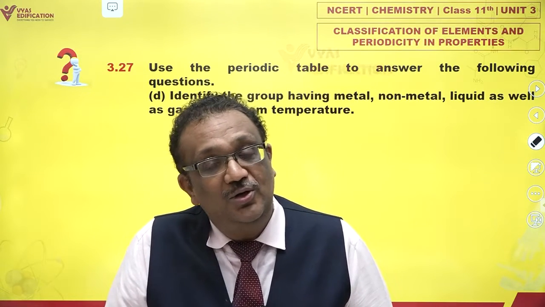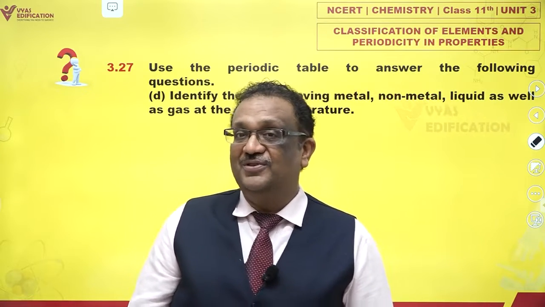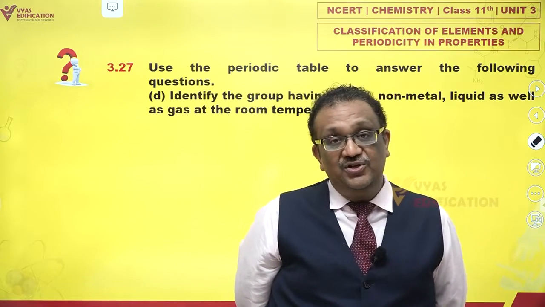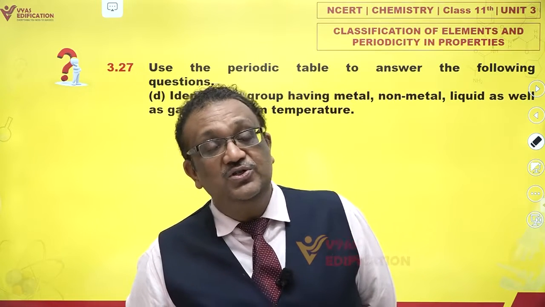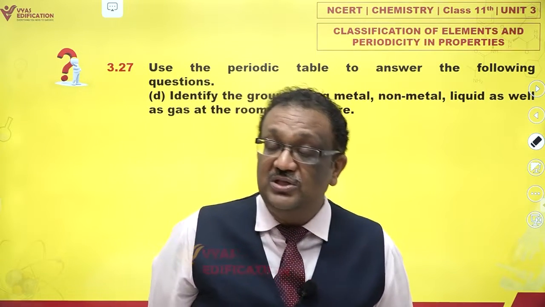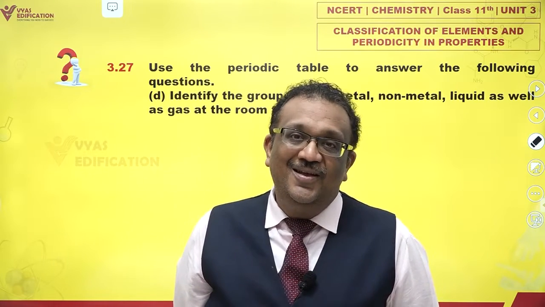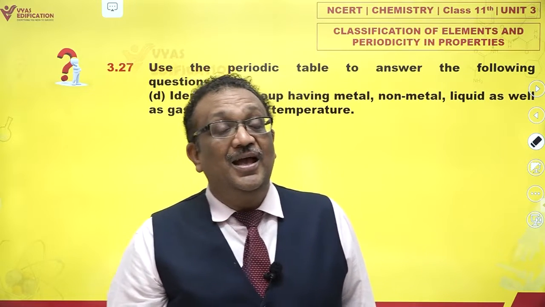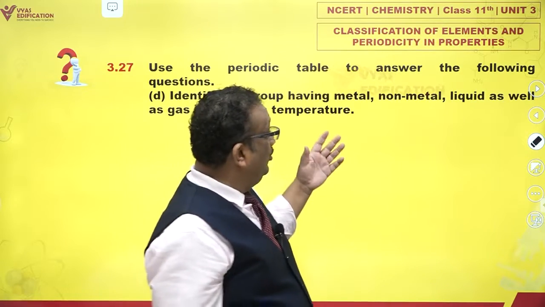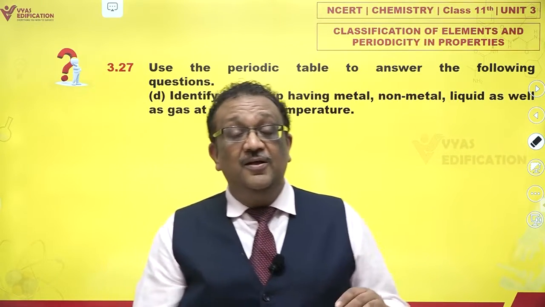If you look at group 13, all of them are solids. Group 14, all are solids. Gases begin from group 15. Yes, you have nitrogen, which is gaseous. Then you have phosphorus onwards, solids. In group 16, you have oxygen, which is gaseous. Sulfur onwards, they are solids. If you look at noble gases, all of them are by name itself gases. Liquid is present only in one family, my dear, and that is halogens. Bromine is liquid at room temperature. Fluorine and chlorine are gaseous at room temperature, while iodine is a solid.